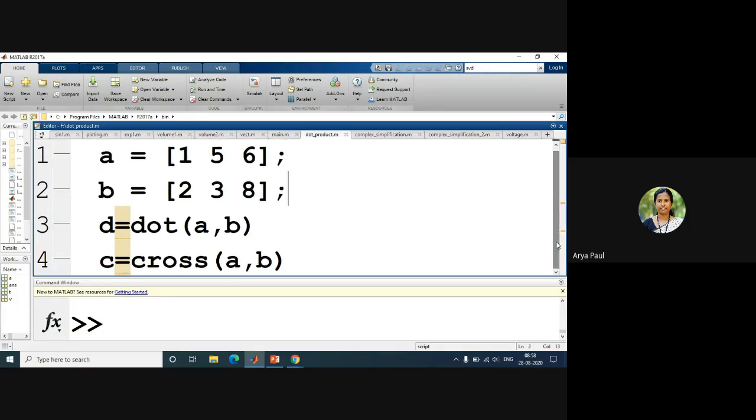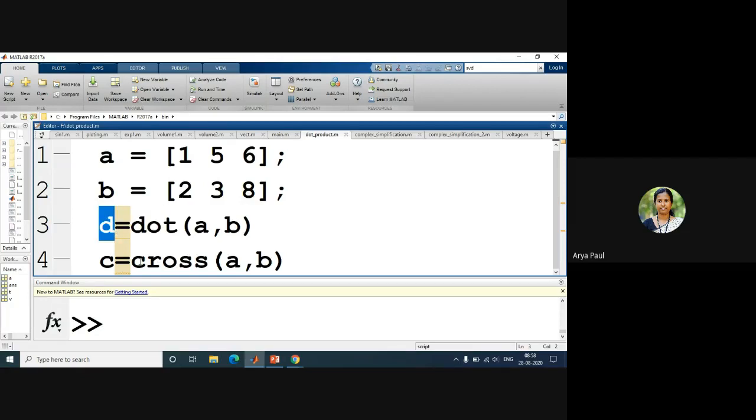How can I find A dot B? What is the dot product? You can just type dot of A comma B. This A and B are two vectors, so dot of A comma B will give you a scalar quantity, that is D. As you know, the dot product always yields a scalar quantity, isn't it?